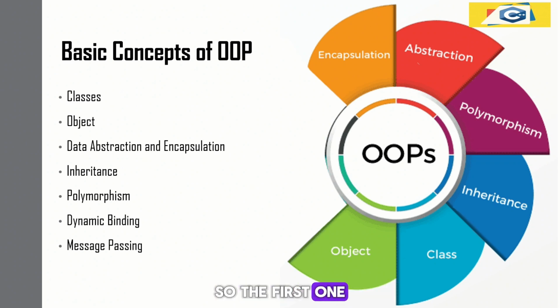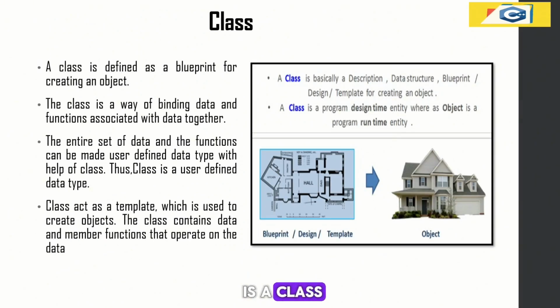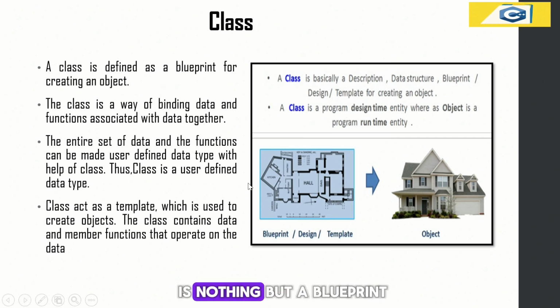So the first one is a class. A class is nothing but a blueprint, or you can say it is a template which is used to create an object of a class. Without a class, we cannot create the object. Without an object, we cannot call the methods or functions of the class. So we say a class is nothing but a blueprint.